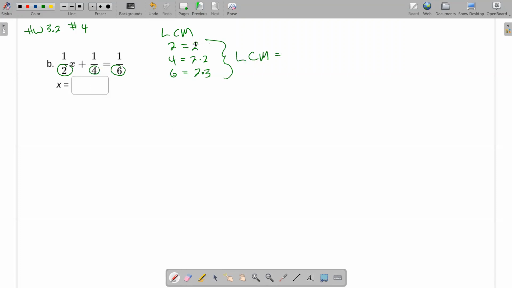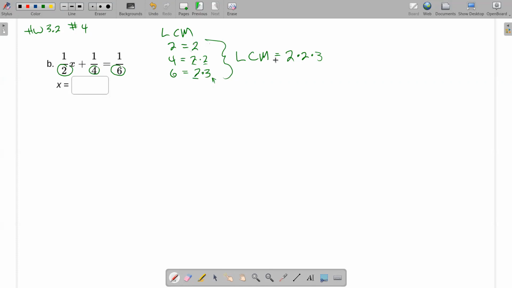I take the first number, and the first number needs a factor of 2. The second number not only needs a factor of 2, it needs 2 of them. The third number needs a factor of 2. I got plenty of those, don't need any more. But I do need a factor of 3. That's not up here yet. So you try to write down the least amount of factors over here to satisfy each number.